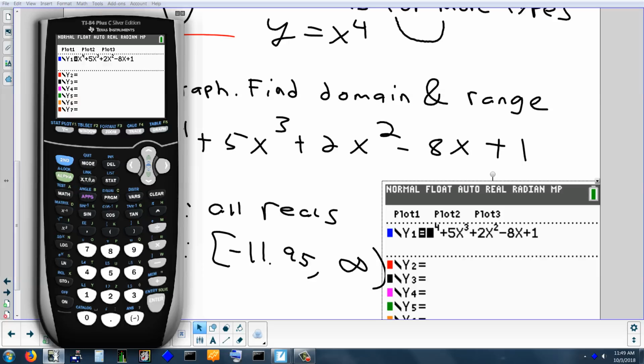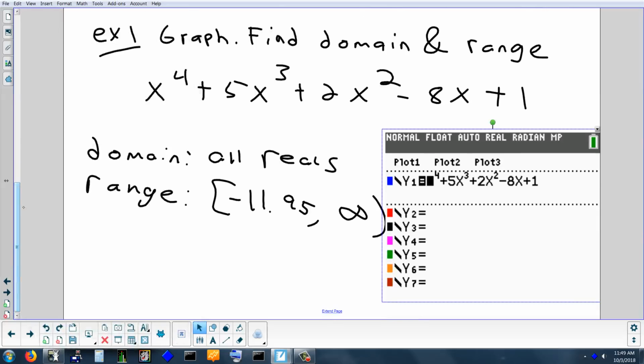Eventually, you're going to kind of learn a pattern of what these things look like. Anything that has an even exponent as the highest, the ends either always go up, like a parabola, or they always go down. One or the other. Okay? So we'll learn more about the patterns later. But for now, we can just use a calculator.